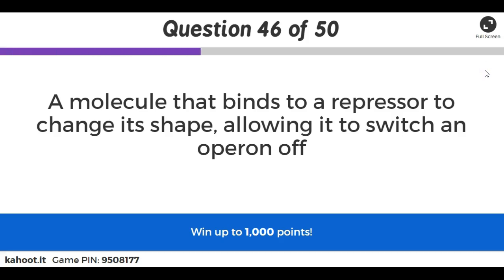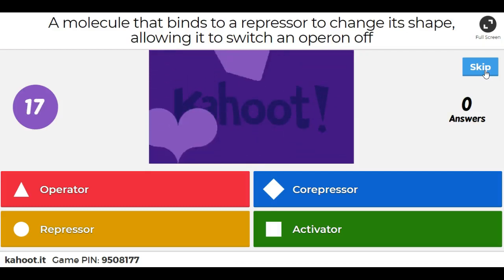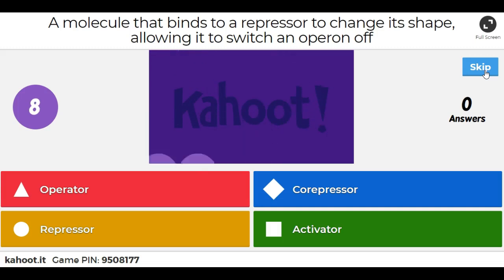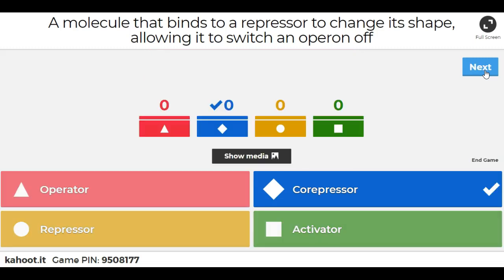A molecule that binds to a repressor and changes its shape, allowing it to switch an operon off. So this is a co-repressor. Now a lot of you might have selected repressor. Of course the repressor does bind to the operon or the operator of the operon, but a co-repressor is the molecule that binds to a repressor. So make sure you're reading the questions carefully.